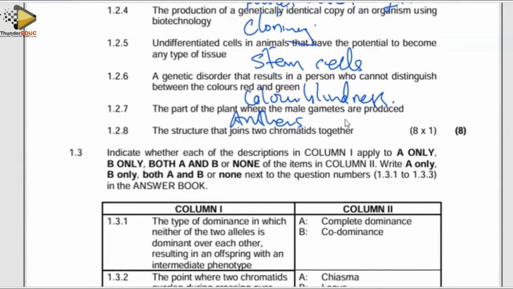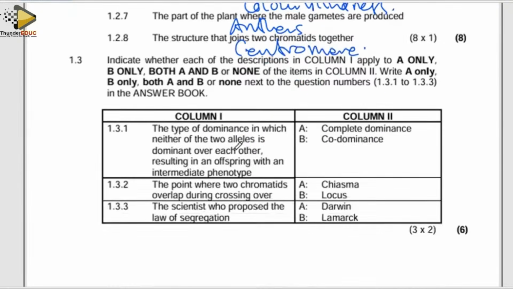The structure that joins two chromatids together. How do you call the structure that joins two chromatids together? That structure joins the two chromatids together. The central body, centromere. Okay.